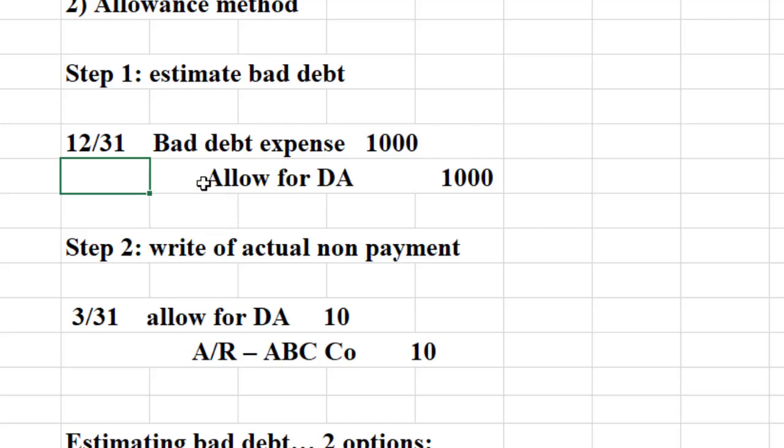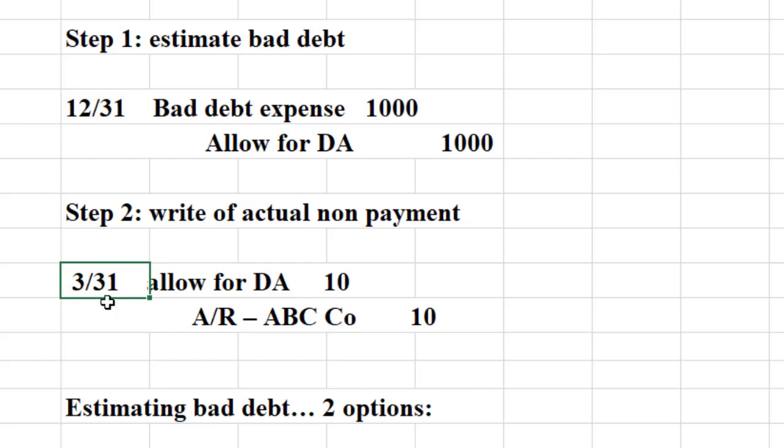So what we've done is we've created an account that's called a contra asset, and it's going to go against accounts receivable and net receivables down. So this original estimate is going to bring down your value of your receivables to a level that you think is going to be rightly collected.